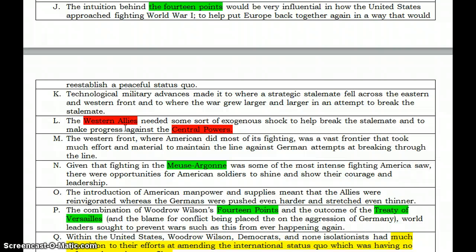There are other nations that participate or are drawn into the war, but they aren't the major countries during the battle. So then you can see more vocabulary terms that are being used.